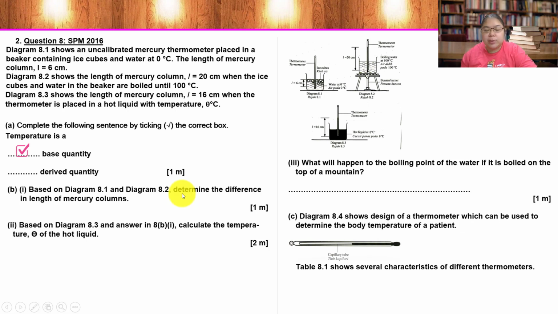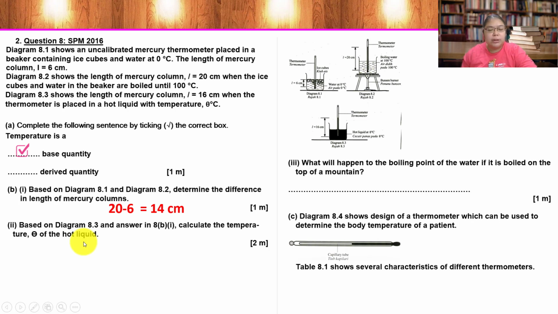Okay, different, that means we just minus. We take the 20 minus the 6, so the difference is 14 cm. Based on 8.3, and also the answer of 14, you need to calculate the temperature of the data when they put it inside the hot water.